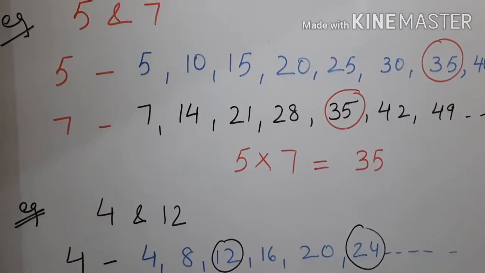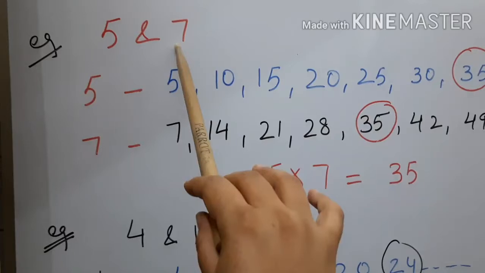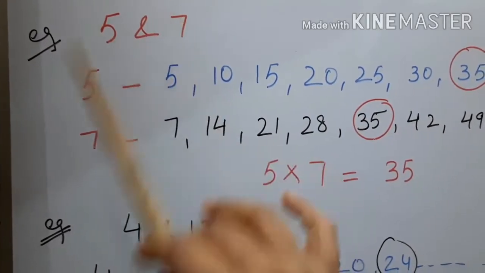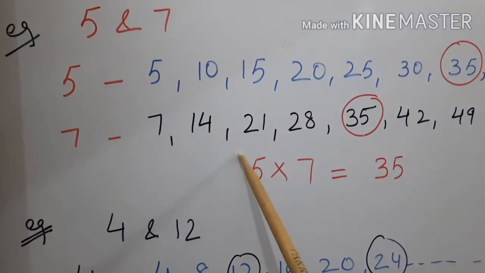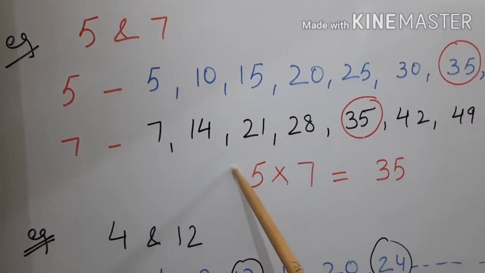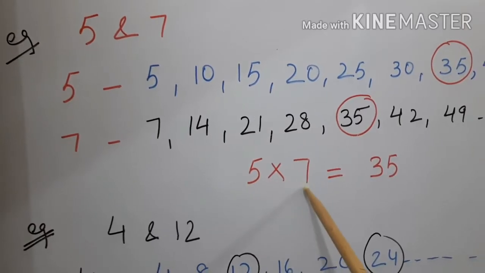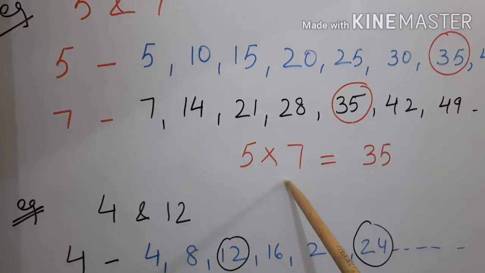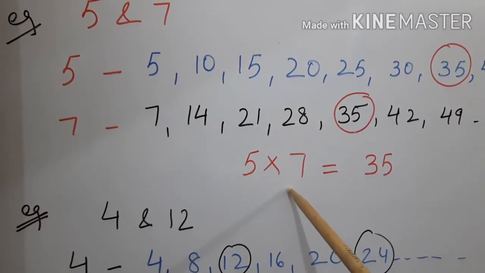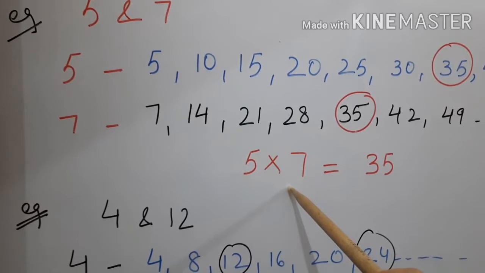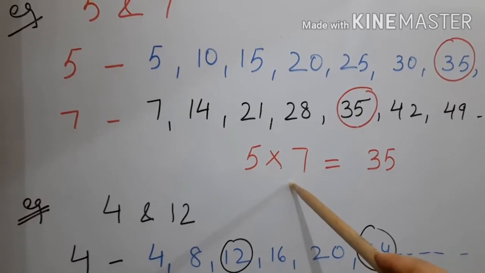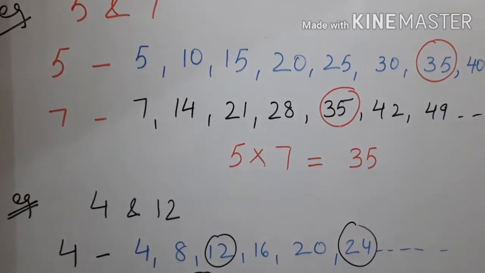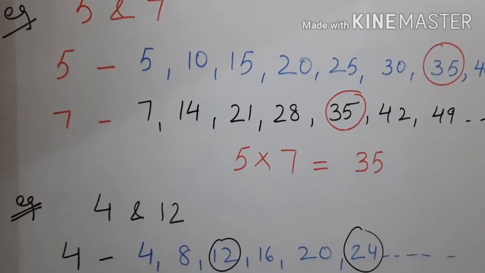So what I observe is, if two numbers have nothing common between them, like 5 is a prime number and 7 is also a prime number, then their common multiple is just the product of the two numbers. 5 multiplied by 7 gives you 35. This will happen if and only if both numbers have nothing common between them. For example, when you take 2 and 3, the first common multiple is 6 and another is 12.